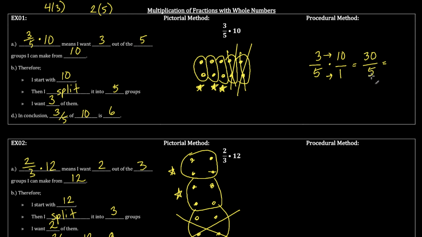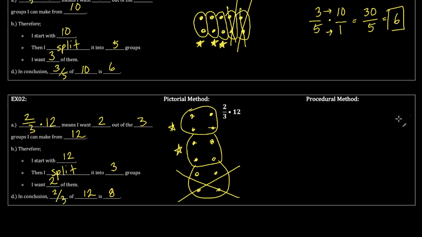How many wholes can I pull out? 6. And you can see that my answer was 6. Make sure to put your answer there.